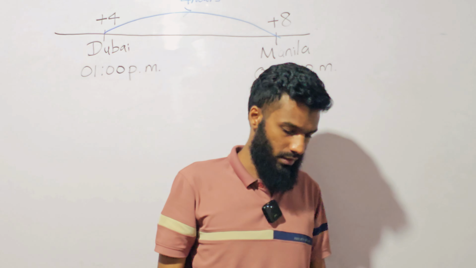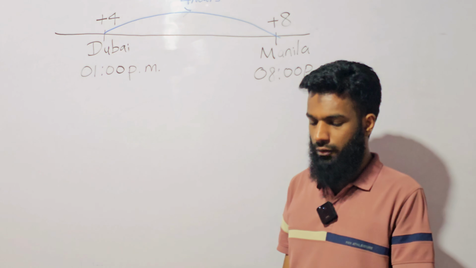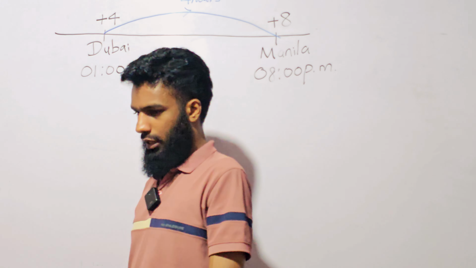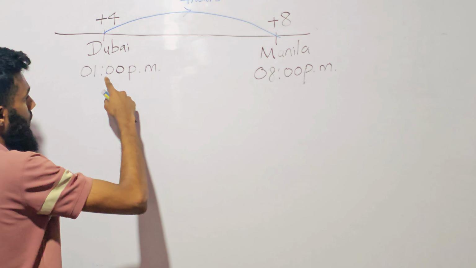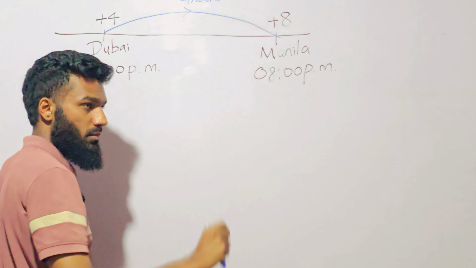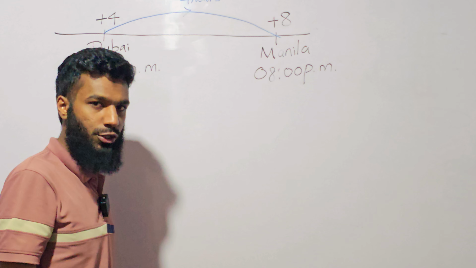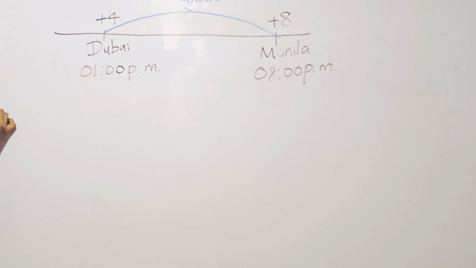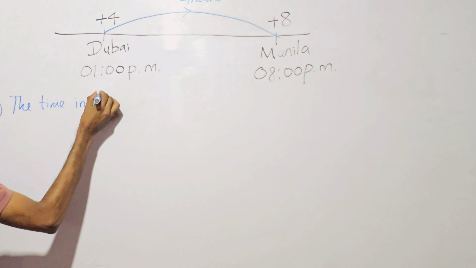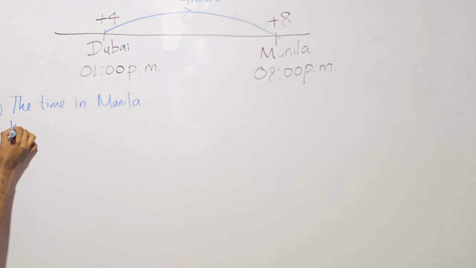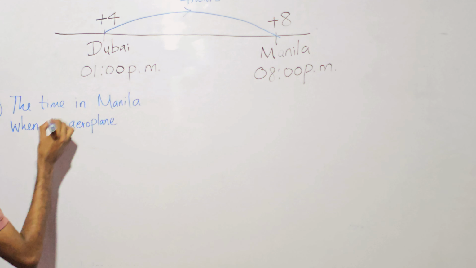Remember that, right? Let me read the first question. Find the time in Manila when the aeroplane departs from Dubai. So that means when the aeroplane departs from Dubai, the time is 1 p.m. So with 1 p.m., you have to add 4 hours to get the time in Manila. So let me write the time in Manila when the aeroplane departs from Dubai.